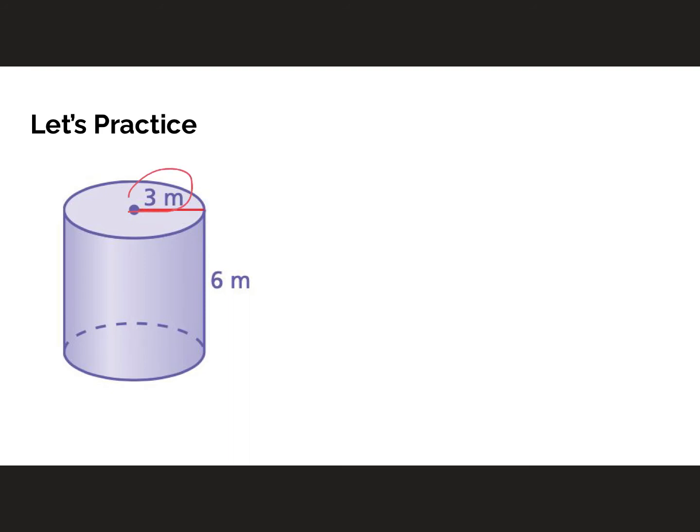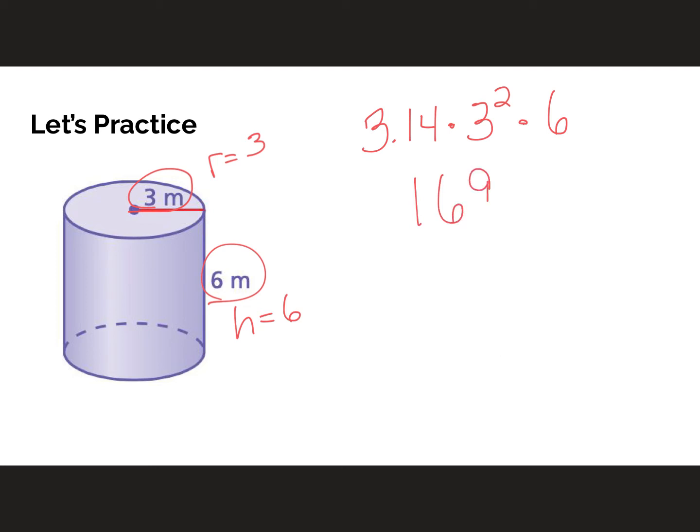Let's try another. Here, my radius is 3, and my height is 6. So I have 3.14 times 3 squared, which I know is 9, times 6. So 9 times 6 times 3.14. Remember, the order doesn't matter for multiplication. It gives me 169.56. So you're putting all these into your calculator in Desmos or into your handheld calculator.